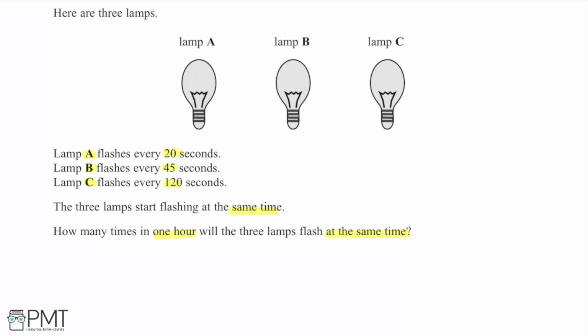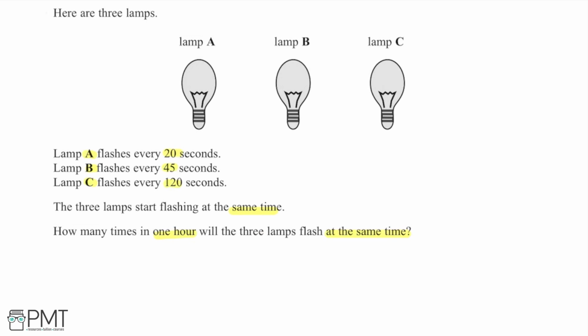So we're given quite a lot of information here that we're going to work with, but once we have a look through the question and realise what it's actually asking us, it seems a lot easier to approach and to find a tactic to attack the question with. So if we want to work out how many times they'll flash at the same time, it could be useful to work out how often they're going to flash at the same time. So after how many seconds will they flash all at the same time?